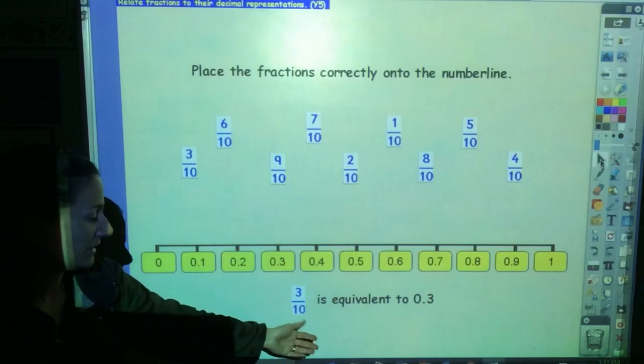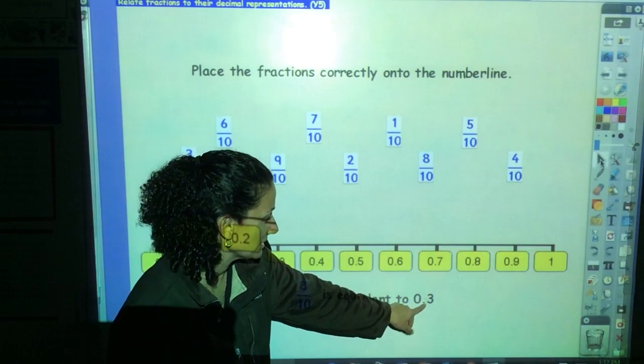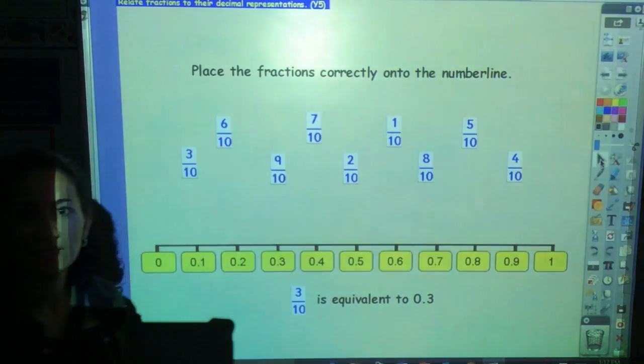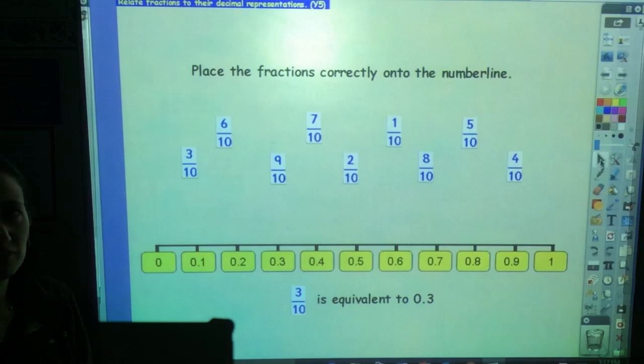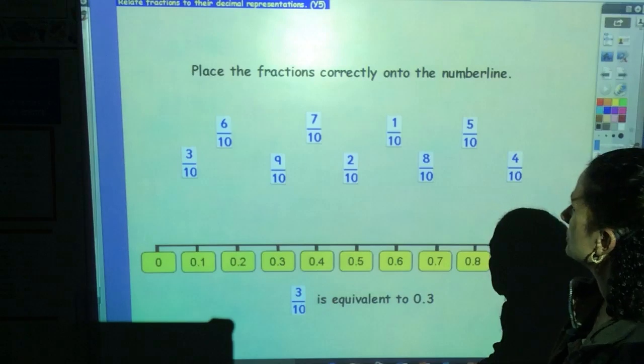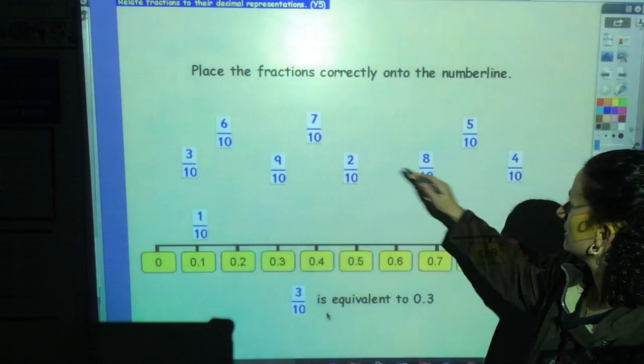3/10 is written as 0.3. And we know as a decimal, we read this as 3/10. The number or the place right after the decimal point is the tenths place. So if we were to match up all these fractions and decimals, 1/10 is the same as 0.1.